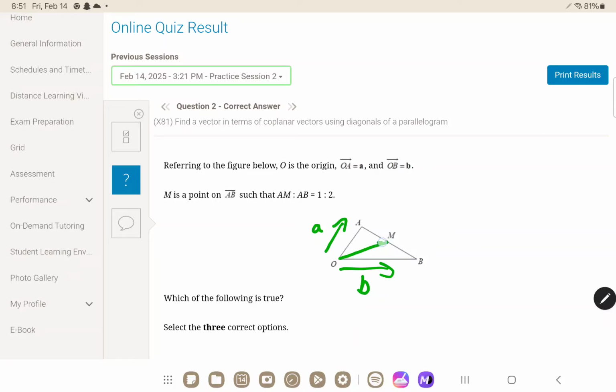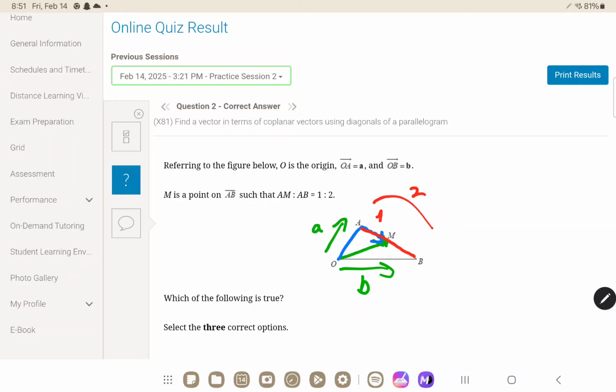Now, to find OM, we need to go from OA to AM. Let me draw that in a different color. So we need to go from OA to AM. But we don't have the value of AM. So what we need to do is find AM. To find AM, we know that AM is in a 1:2 ratio. So we need to find AB.